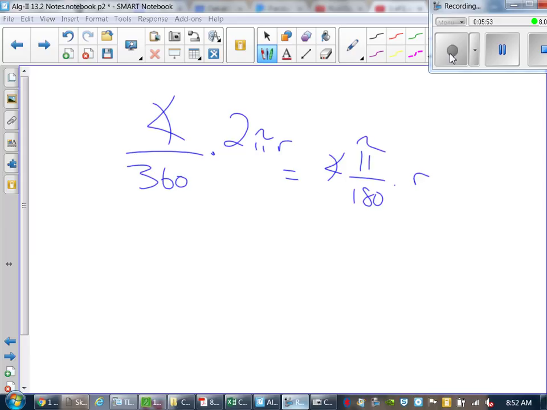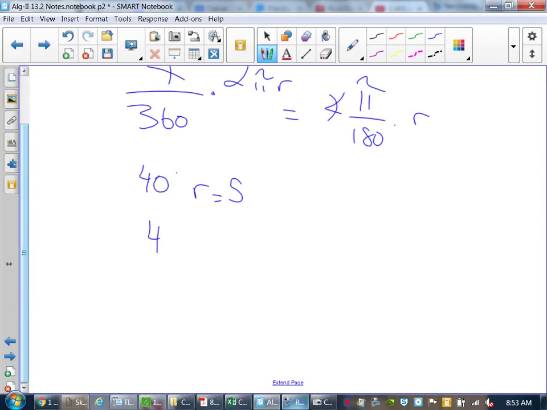So if you have a 40 degree angle with a radius of 5, all you do is convert 40 degrees to radians. You multiply it by 5. And there's your arc length.